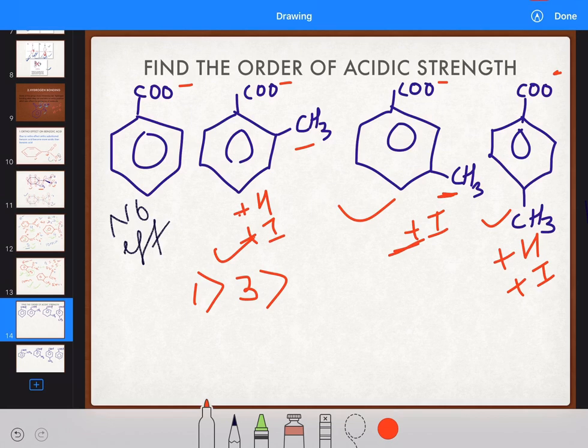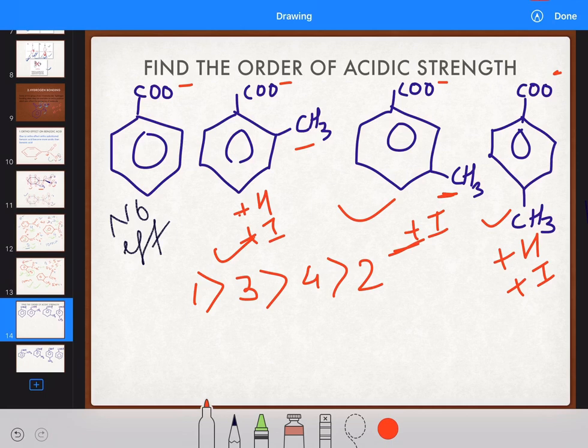Now see the fourth one, fourth and second. In the fourth and second, both have plus H. The plus H is common. Then plus I. The second one has plus I near to the group. Higher will be the value of plus I, because inductive is distance dependent. Correct? Then its plus I will be more. Since its plus I will be more, it will destabilize the anion more. Correct? Second will be less stable than fourth, then there will be second. It should be the order of acidic strength in the molecule.